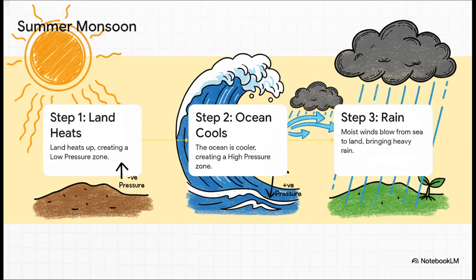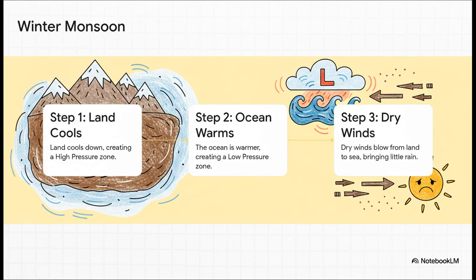So, let's see how it works in the summer. Step 1. India's landmass gets super hot, creating a zone of low pressure. Step 2. The ocean stays relatively cool, making it a high-pressure zone. And what does wind always do? It flows from high pressure to low pressure. So all that moist air from the ocean gets pulled in over the land, and boom, you get the heavy monsoon rains.